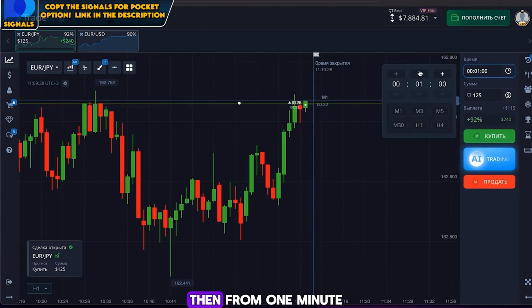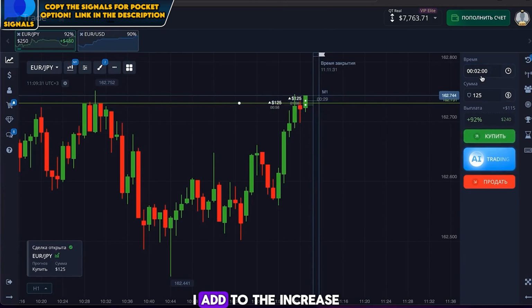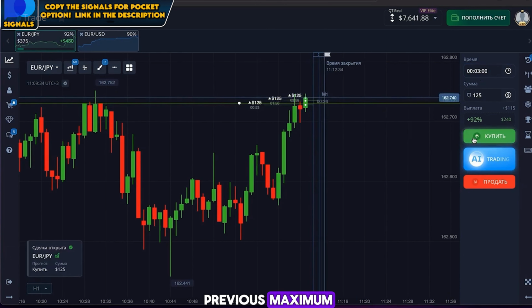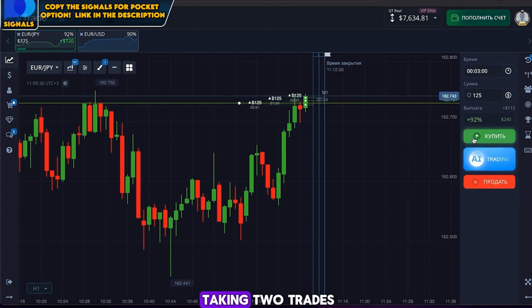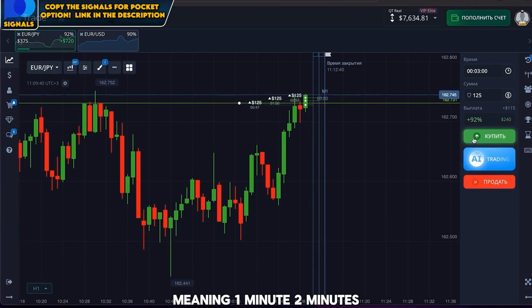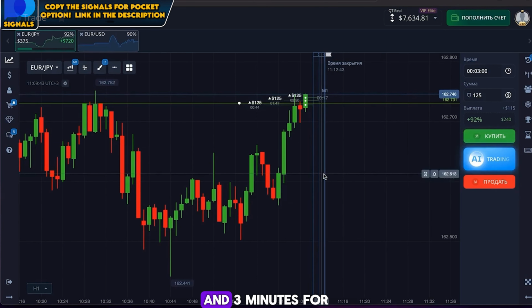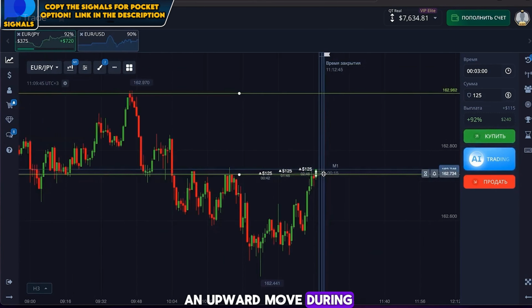Let me add the same then. From 1 minute to 3 minutes, I add to the increase because we break the previous maximum. Well, I generally recommend taking 2 trades, but you can also take 3 trades, meaning 1 minute, 2 minutes, and 3 minutes for an upward move during this trend.